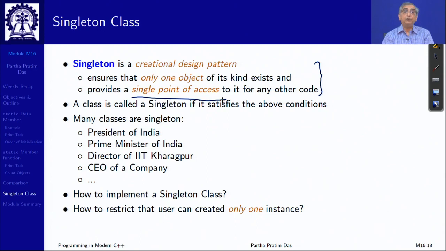Now, conceptually, what is a singleton? Something which is in the real world which is unique. For example, President of India, Prime Minister of India, Director of IIT Kharagpur, CEO of a company, and so on and so forth. The question is, how do you implement this kind of a singleton design in C++.